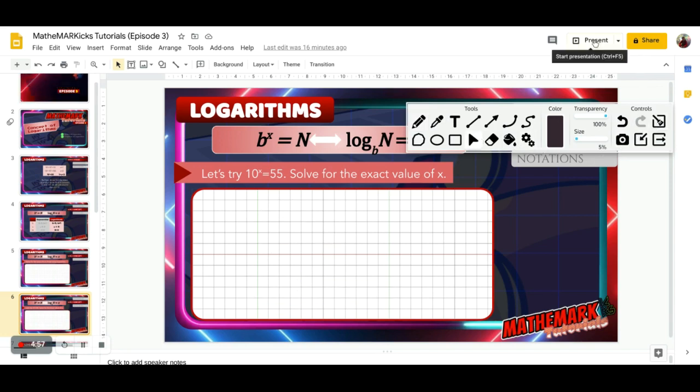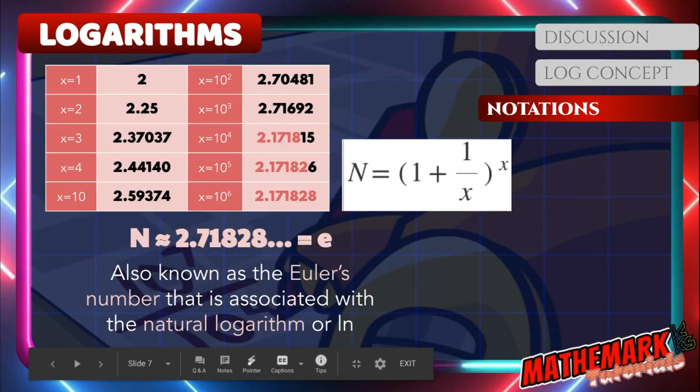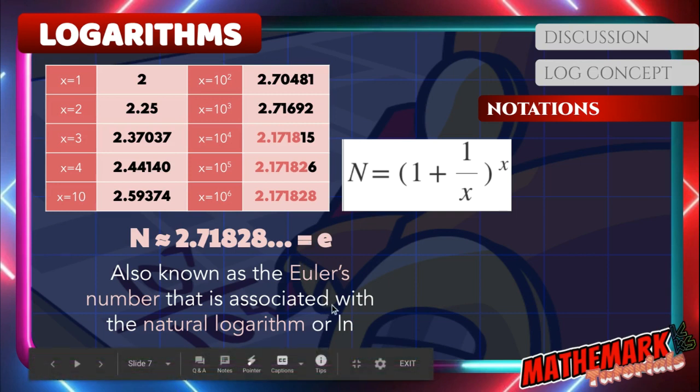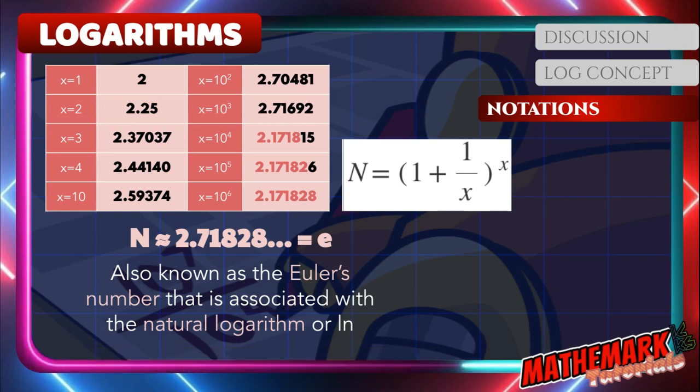Moving forward, we're gonna deal with the notations. As you can see, there's a table here with the corresponding x values and the resulting n values. As x increases, you substitute it to the formula. The n values arrive at this common number, which is 2.71828, also known as Euler's number, which is associated with the natural logarithm, or ln. This is more on the calculus side of proving, and we're not gonna tackle that one here.